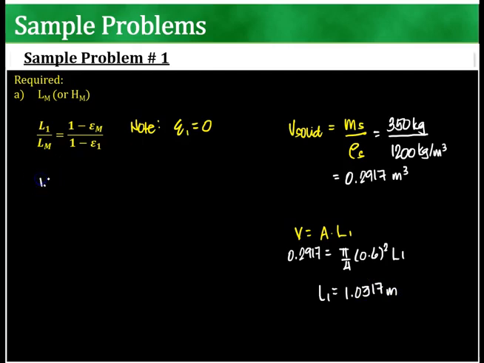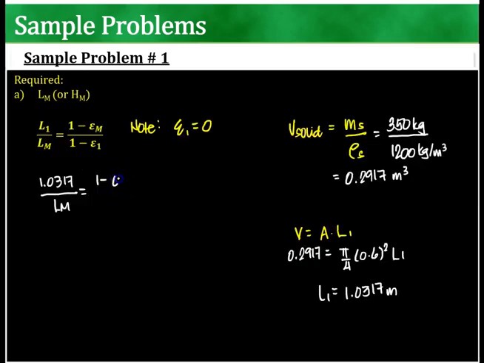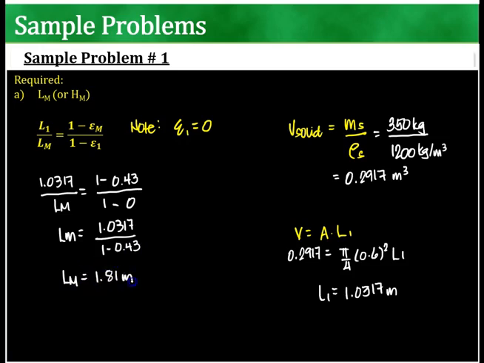So now we can use the given formula. L1, 1.0317, all over LM is 1 minus EM. What's EM? At fluidization, it would be 0.43. But for our approximation, E1 would be 0 at L1. Therefore, LM is simply 1.0317 over 1 minus 0.43. What is LM? LM is 1.81 meters. So that's the answer for letter A.